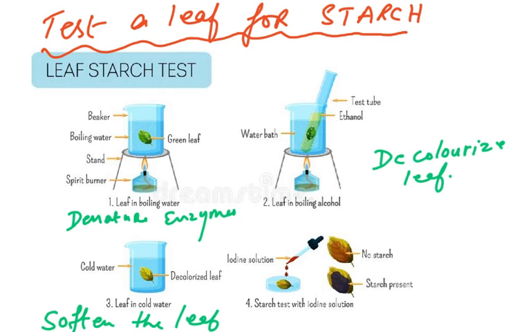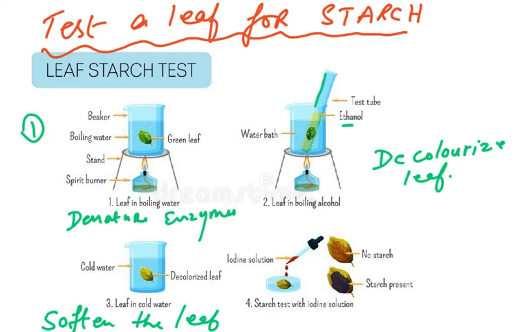Now, how do you test a leaf for starch? There are a few steps which we all must know. Number one, you dip the leaf in boiling water. Why do we do that? We want the enzymes to be denatured so all reactions stop. Boiling water is 100 degrees, so hopefully all the enzymes should be denatured because plants do work best at around 20-25. Then the second step is that you put the leaf in ethanol.